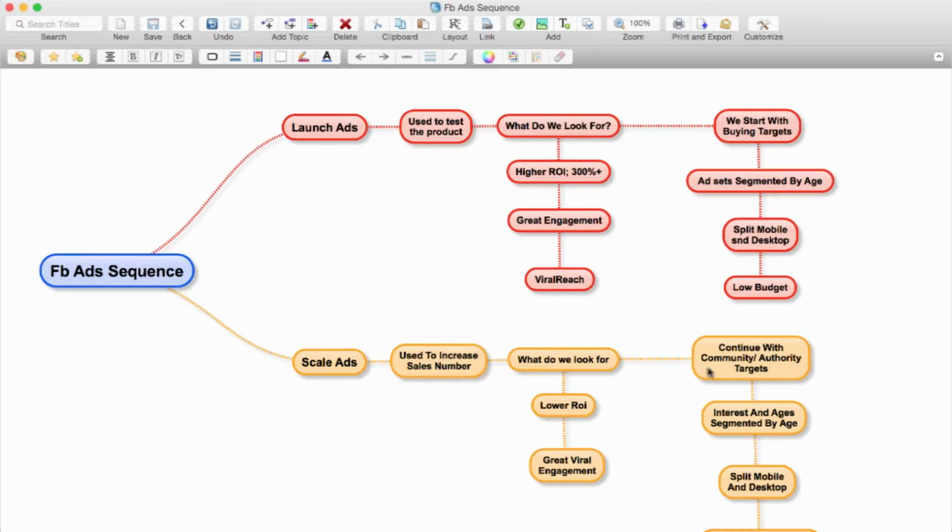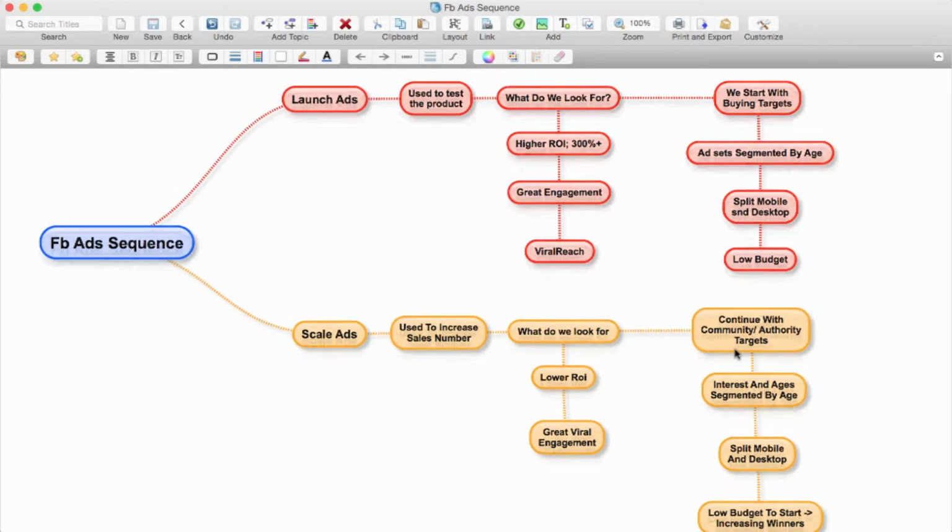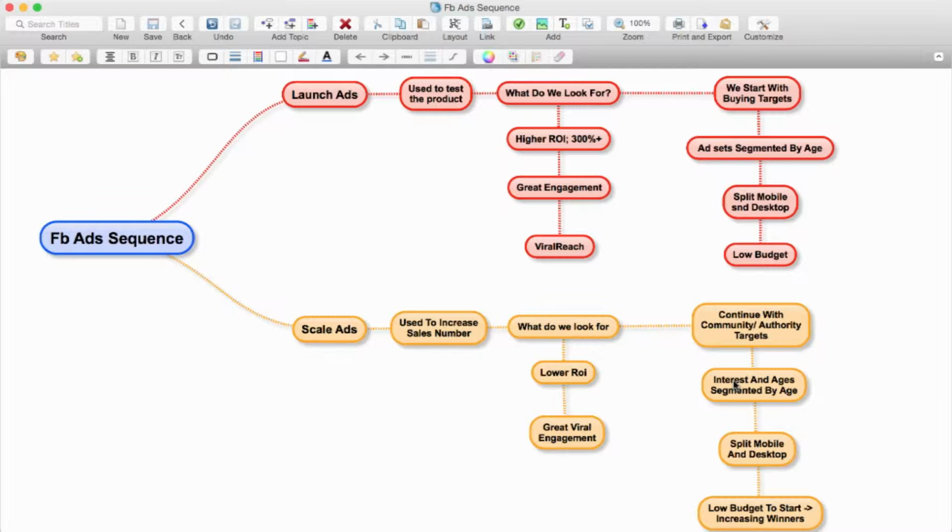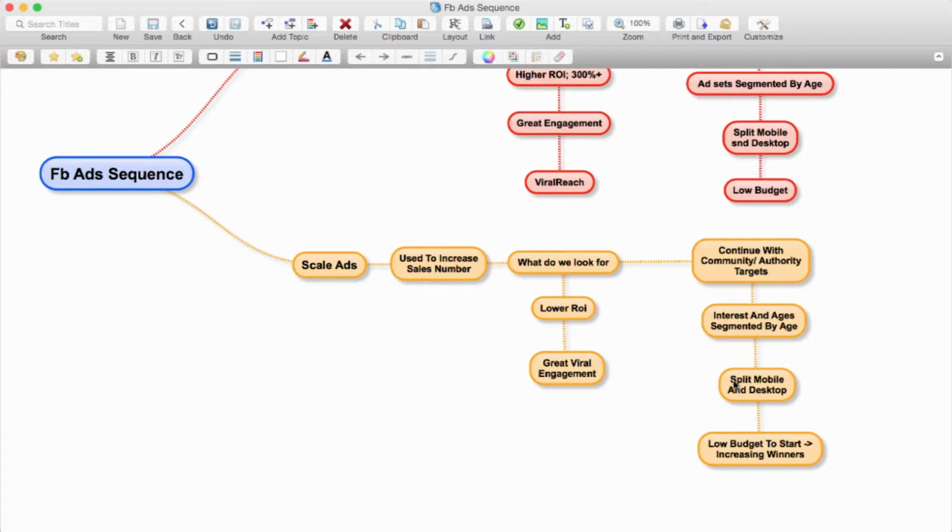Now, as opposed to the launch ads, we want just extremely passionate users. With our scaling ads, we're looking at a lot of reach and a lot of exposure to our offers that we already know are converting. And so we kind of want to target our community and authority targets. We're going to split test by interest and ages again, and we're splitting mobile and desktop as well.